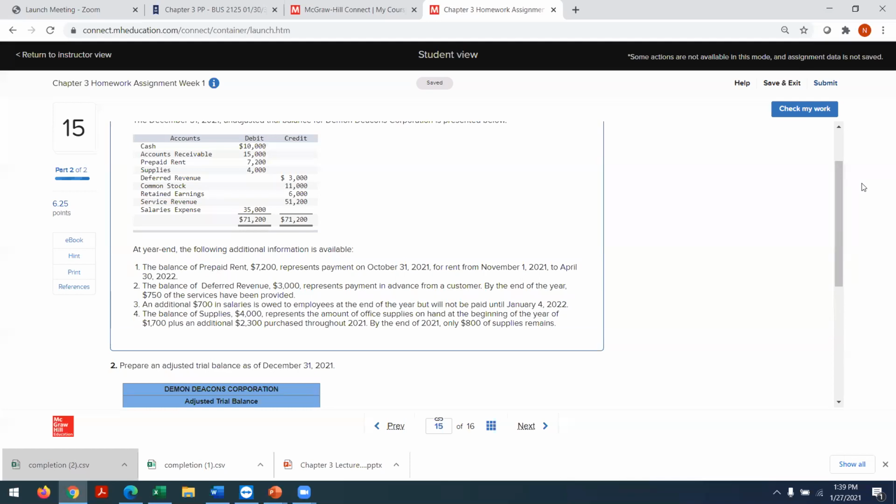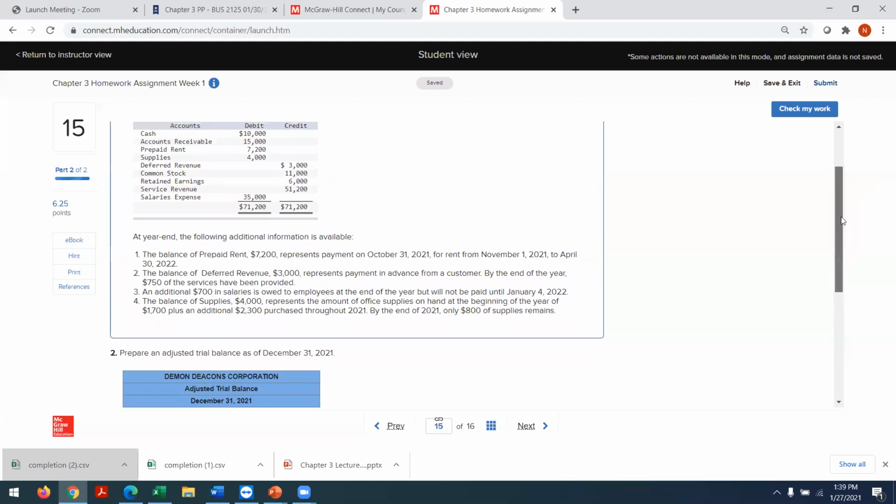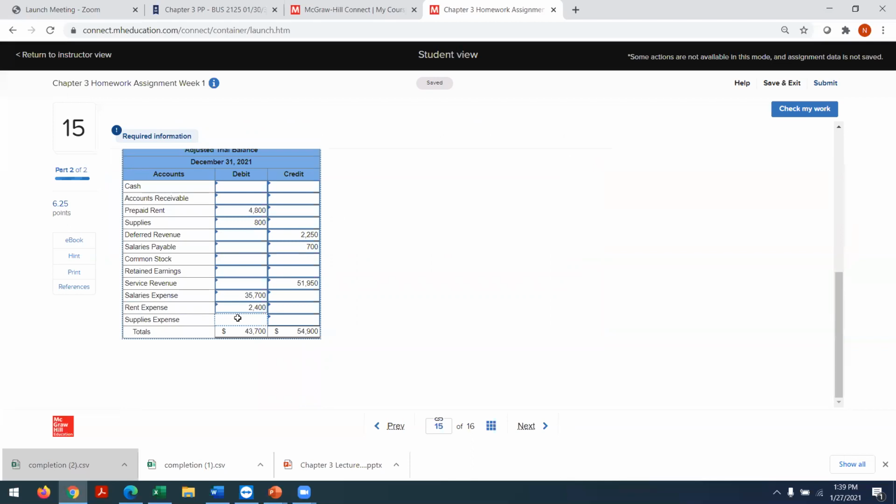The balance of supplies, 4,000, represents the amount of office supplies on hand at the beginning of the year of 1,700 plus an additional 2,300 purchased throughout the year. But at the end of December 2021, only 800 of supplies remain. So our supplies here should only be 800, correct? Because 3,200 were used up, right?